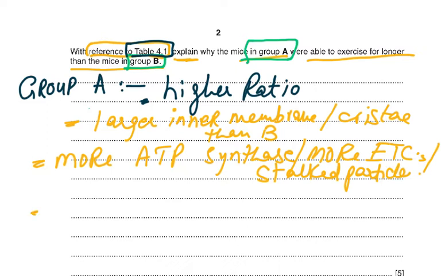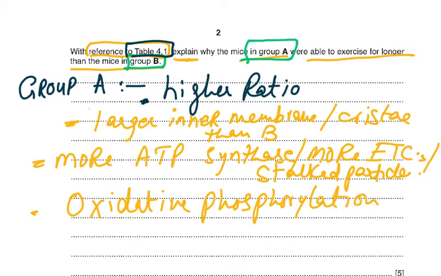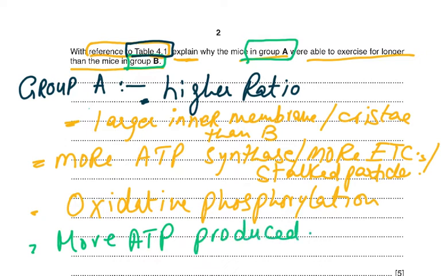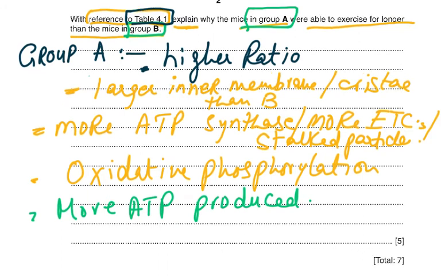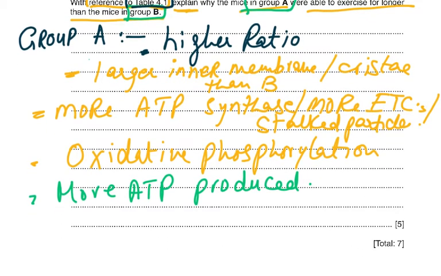Then the next. What is going to take place here is oxidative phosphorylation. So there is going to be more oxidative phosphorylation taking place here. And what is that going to result in? That is going to result in more ATP being produced. You don't say more energy produced. Energy cannot be created or destroyed. So more ATP produced. Muscles can contract for longer. Muscles can contract for more time.